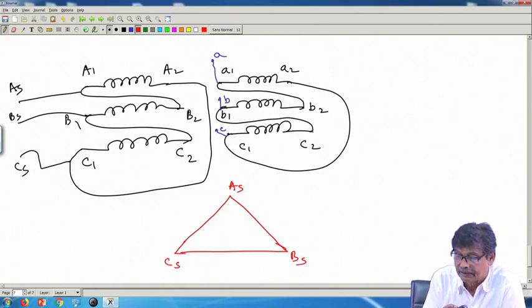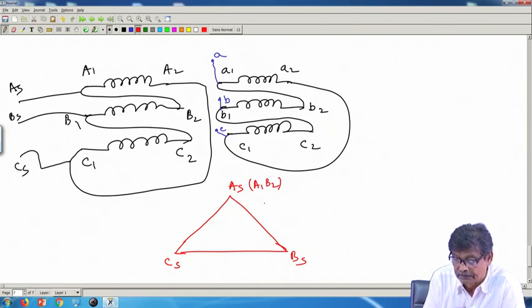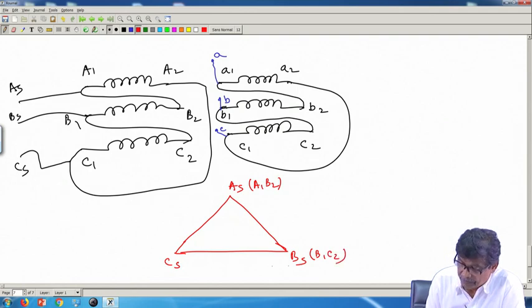What is AS? A1, B2. We have done it, A1, B2. What is BS? B1, C2. And what is CS? CS is C1, A2, C1, A2, like that.